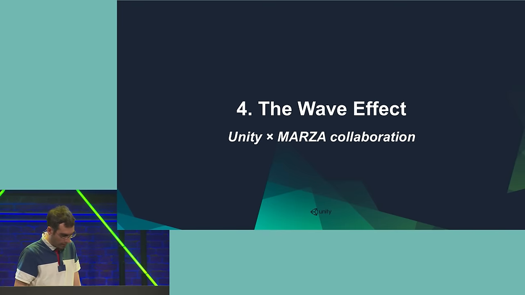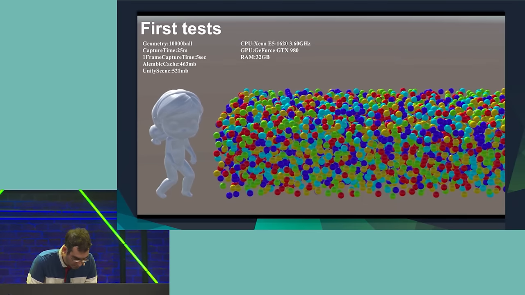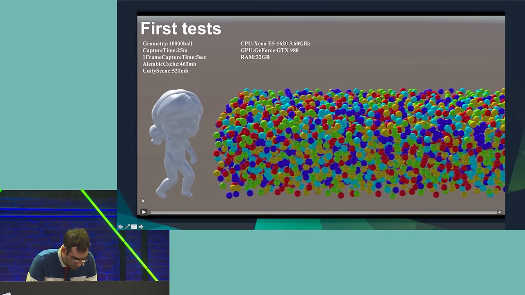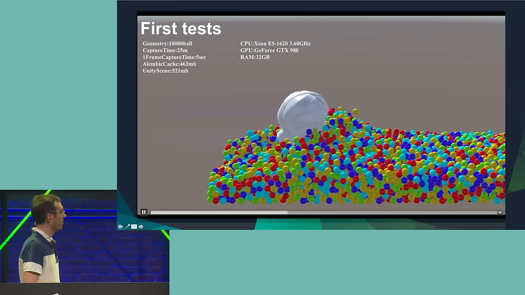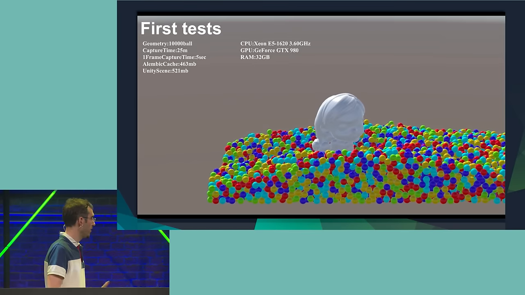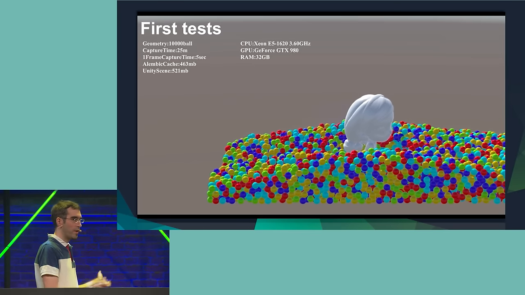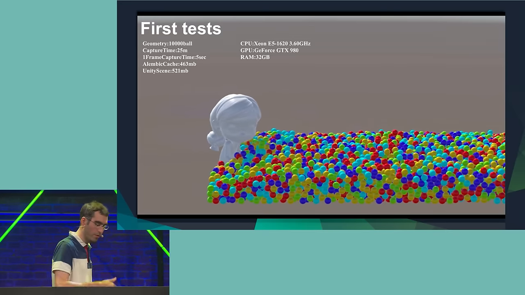I will end my part with talking about the big wave effect. So here is the first test we've done. Those tests were done in Houdini. Basically, we would generate hundreds. This test, I think, was 10,000 balls simulated in Houdini. And we would export that as an Alembic cache containing meshes. So we brought that in Unity.